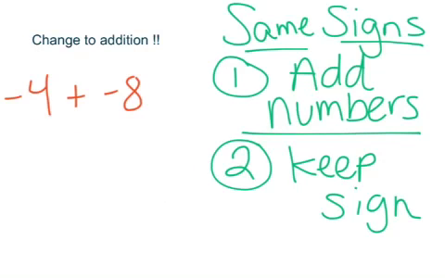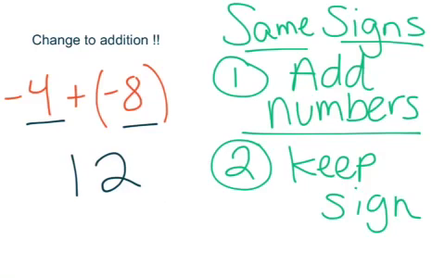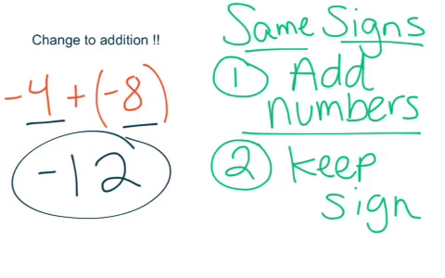Let's look back at the problem that was negative 4 plus negative 8. Sometimes whenever you have a positive next to a negative number, your negative number might be in parentheses, and that's fine, it still means the same thing. So let's follow our steps. Add the numbers, which we know from the last problem is 12, and keep the sign. 4 and 8 here are both negative, so we have a negative 12. And it's that simple when you're working with same sign numbers using addition.